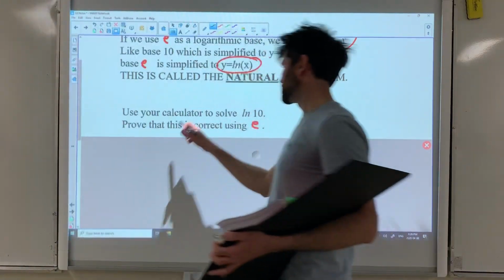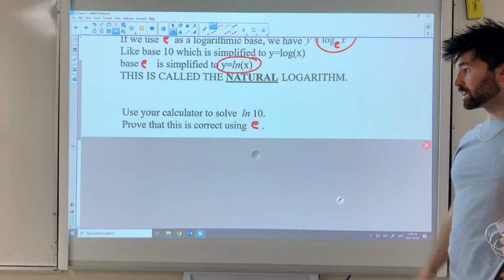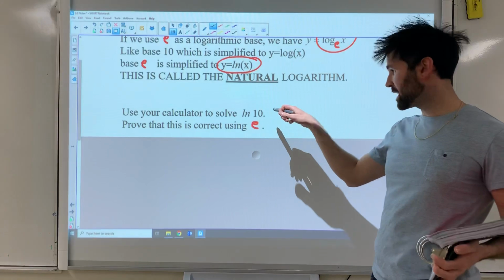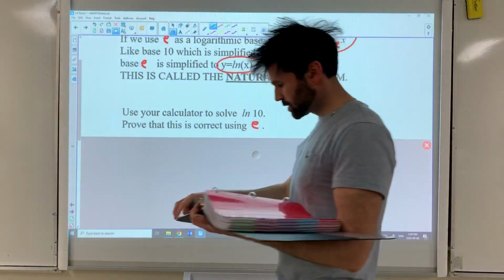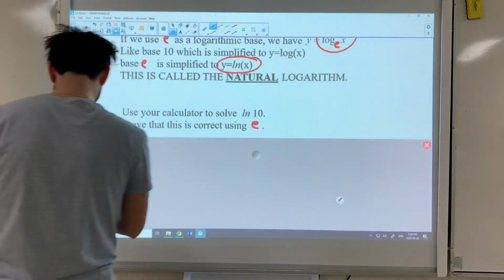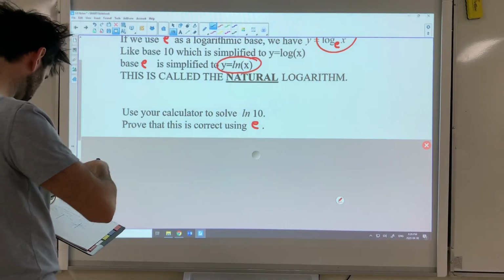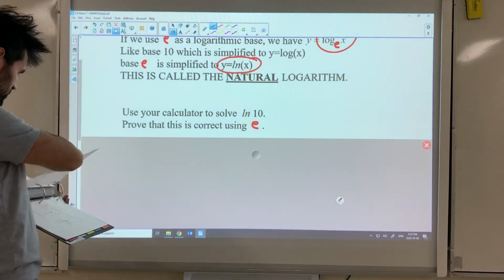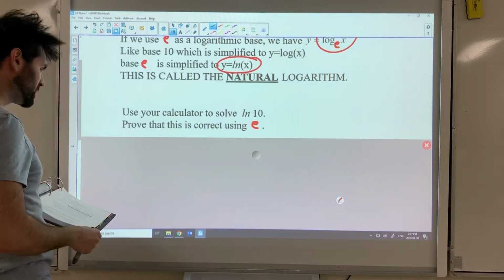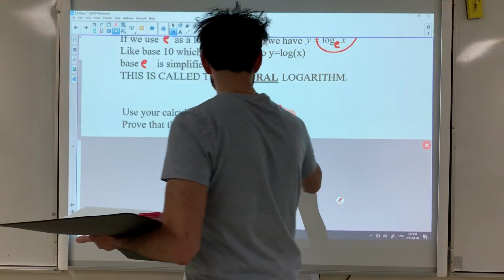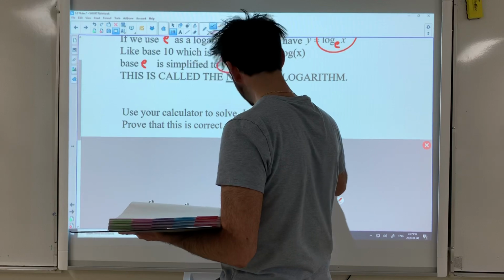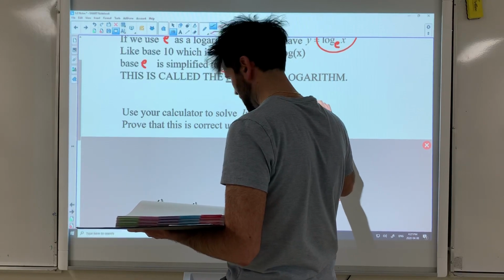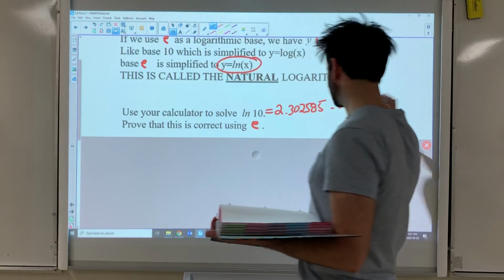All right, so you can use your calculator and type in ln of 10, and if you go do that, I'll give you a moment. Okay, so if you type that in your calculator, you're going to get 2.302585, and it keeps going.